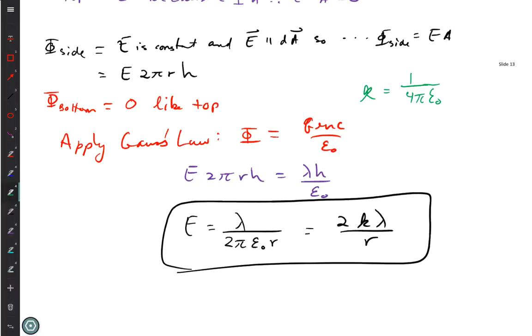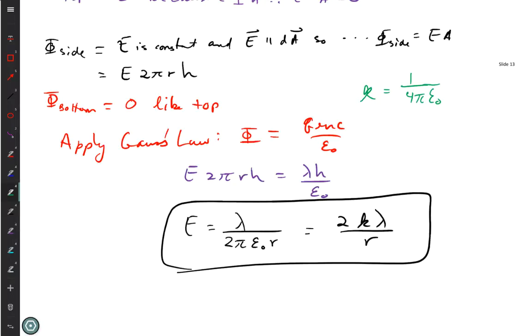What was the relationship with radius for the electric field moving away from a sphere? 1 over r squared. From a wire, it's 1 over r. So it changes that relationship. It doesn't drop off as rapidly. Why? Because we're having contribution from higher and lower pieces of the wire. As you move farther away, farther down becomes more significant.